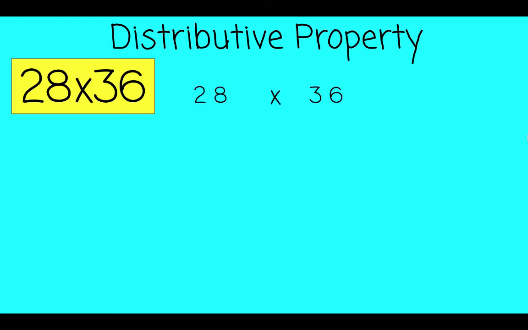Let's do one final example. This 2 represents 20, and that 8 is 8. There's 28 in expanded form. That 3 is 30, this 6 is 6, and we'll add our parentheses.